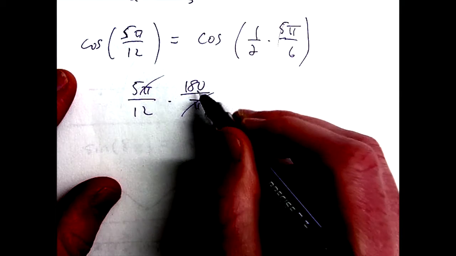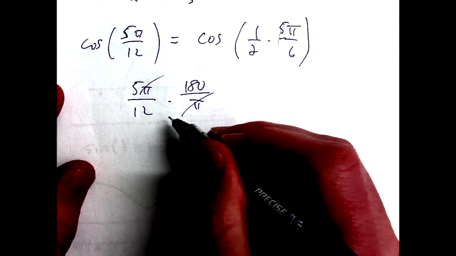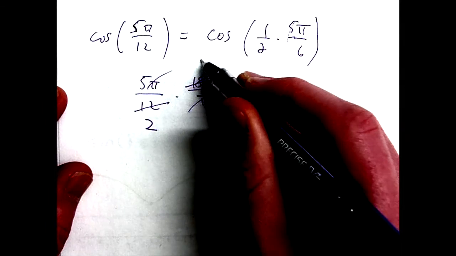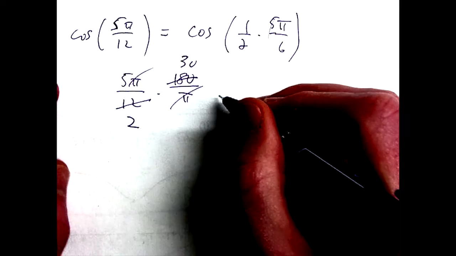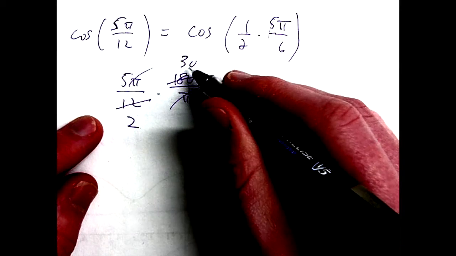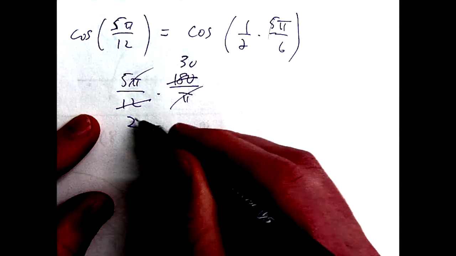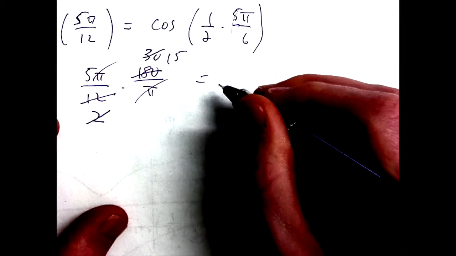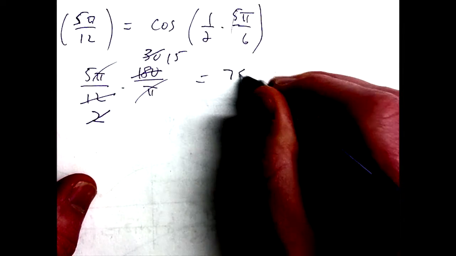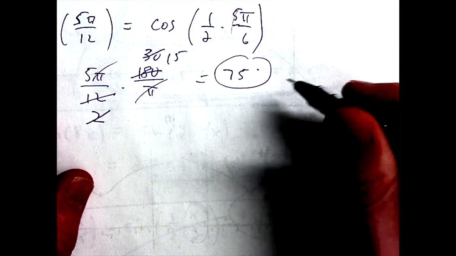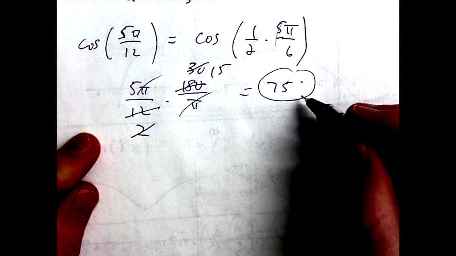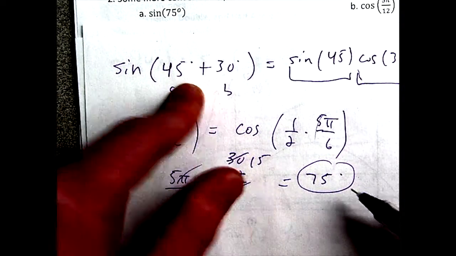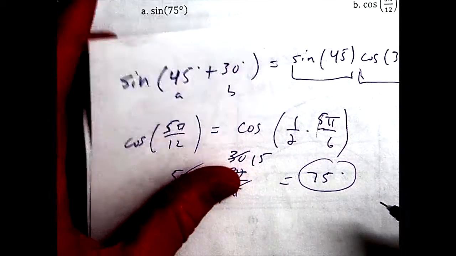Between the 12 and the 180, there's a common factor of 6. So 6 goes into 12 twice. 6 goes into 180 30 times. All that's left here, oh, and then actually I can go a little further. This 2 now goes into the 30 15 times, right? So all that's left is the 5 and the 15. So 5 times 15 is 75 degrees. Oh, well that surely is 45 plus 30. So we could rewrite this as 45 plus 30, just like we did for the sine, and then using the angle sum formula. So 2 ways of doing that problem.